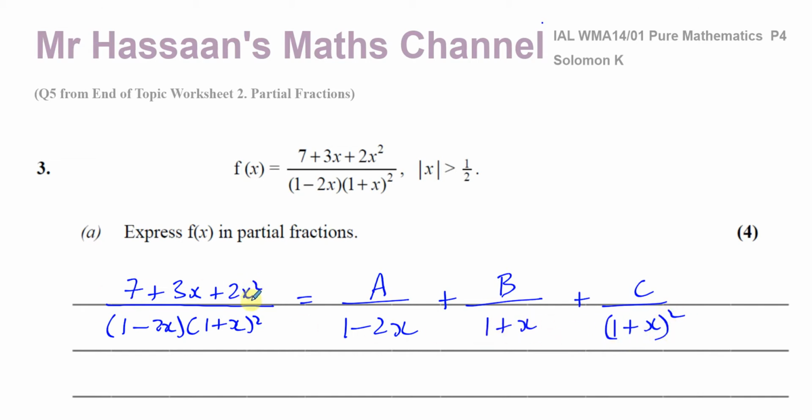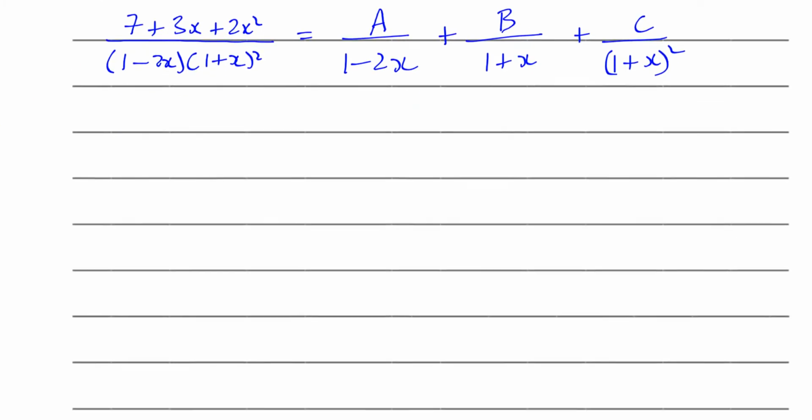Now, if this was an improper fraction, then I would have to put a whole number separate part at the beginning, which would be of order the difference between the orders of the numerator and the denominator, but we don't have to worry about that in this question. We can just continue from here.